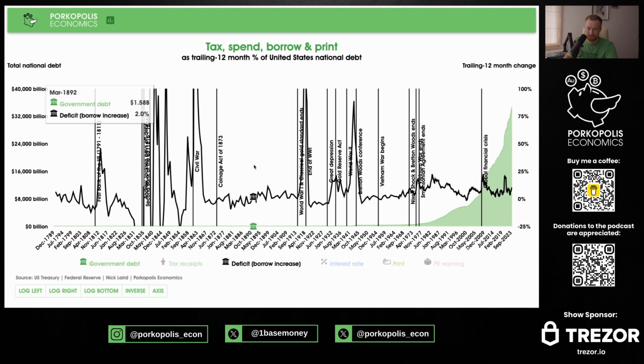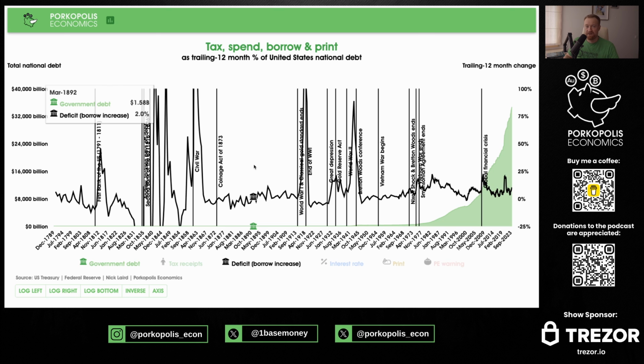What is this again? This is deficit spending, or if we want to look at it on a period of trailing 12 months, which this is, this is actually how much you're increasing borrowing. You're increasing the national debt every period. All right, so I randomly stopped my mouse here in March 1892, $1.58 billion in debt. The deficit spend over the trailing 12 months was 2%.